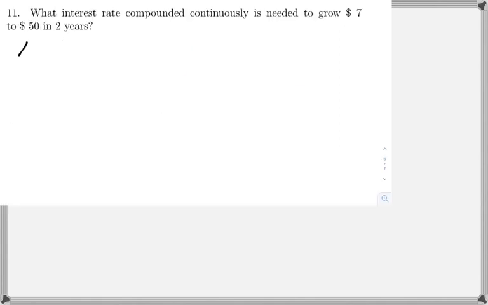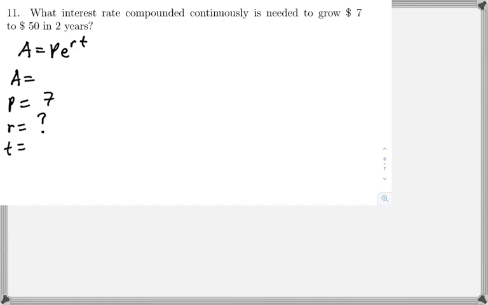All right. So next example: what interest rate compounded continuously is needed to grow $7 to $50 in 2 years? Okay, so they said compounded continuously, so that's going to be the PERT equation. A is equal to P e to the RT. A, P, R, and T. Okay. They ask us for the interest rate, so that's what we're trying to solve for.